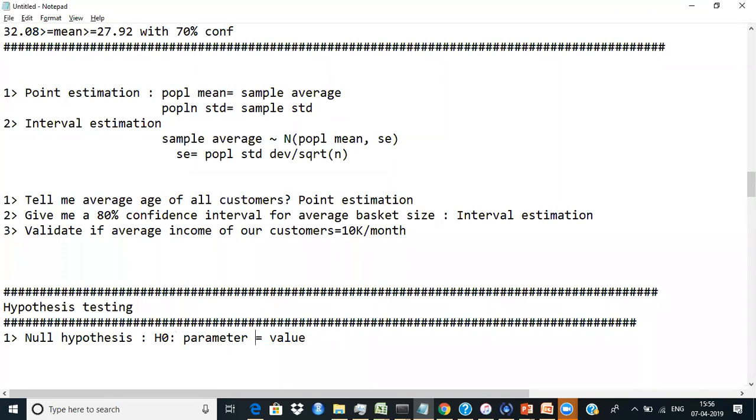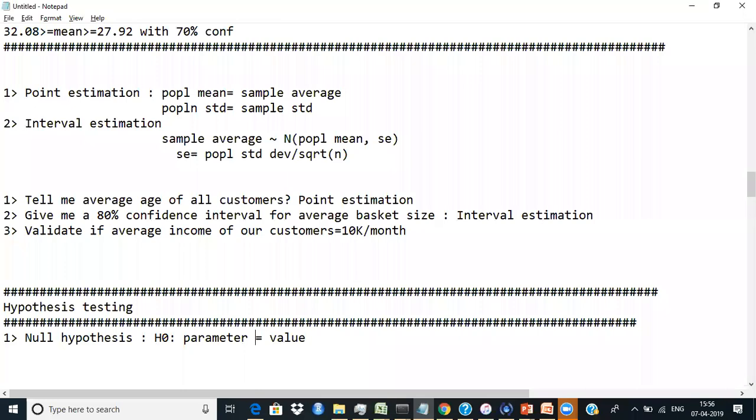What do we mean by parameter equal to a value? It will always be something like whether the average is equal to this or the average is equal to that. The null hypothesis cannot be greater than or less than or not equal to. It has to be equal to a value. So you cannot test the preconceived notion that the average income of our customers is greater than 10,000. You cannot test that as a null hypothesis.